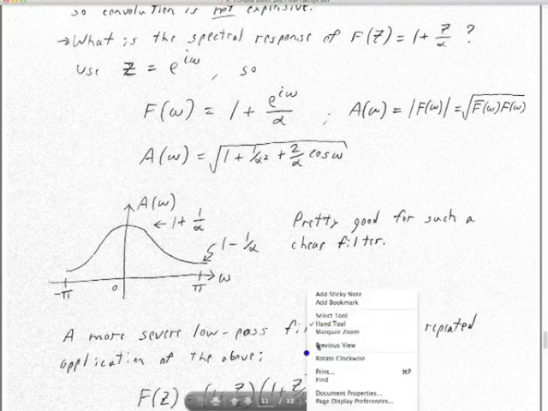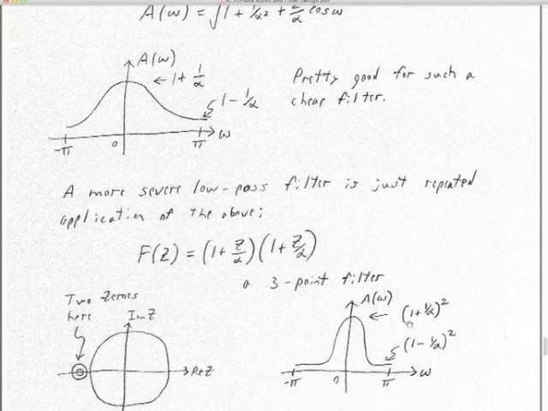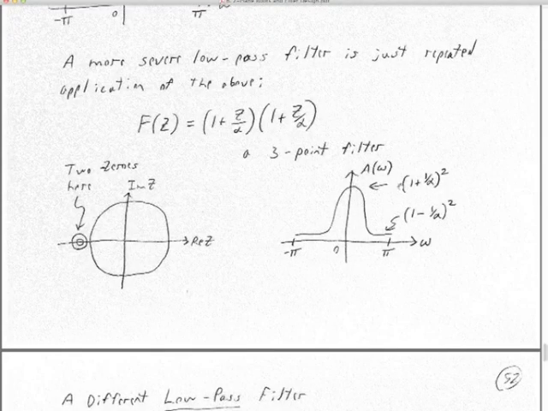Now, if I want to do a more severe low pass filter, I just apply this several times. So if I apply it twice, right? Here's the same low pass filter, but in the z domain, repeated twice, so I'm just multiplying these two z polynomials together, and if you work it out, you'll see it's just the square, right? And so here at the peak it's 1 plus 1 over alpha squared, and down here it's 1 minus 1 over alpha squared.